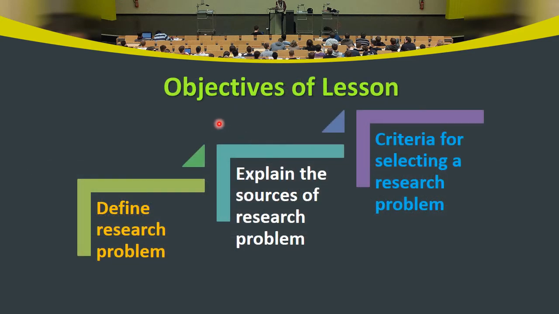Today the objectives of this lesson would be, one, defining research problem. The second is to explain the sources of research problem, and the last is to identify the criteria for selecting a research problem. You can see the first step, now we're going higher and then coming to the third step. So it's just a step-by-step process.